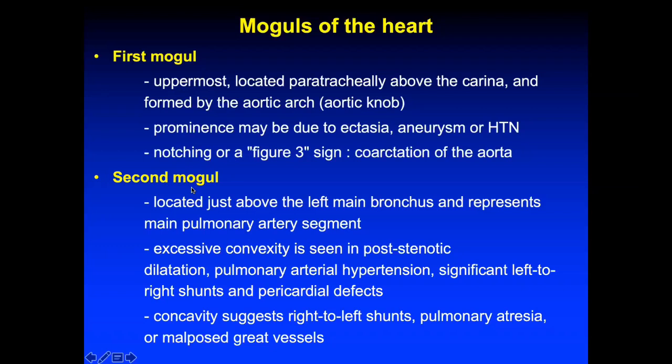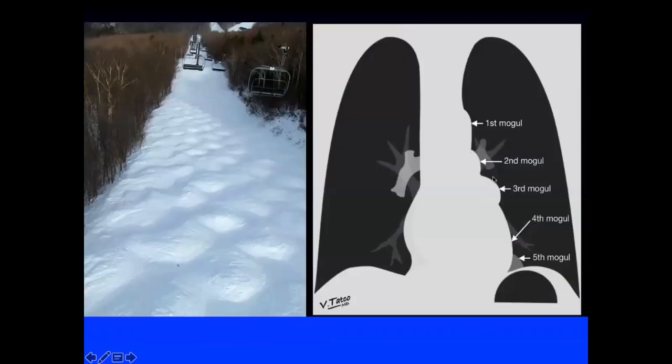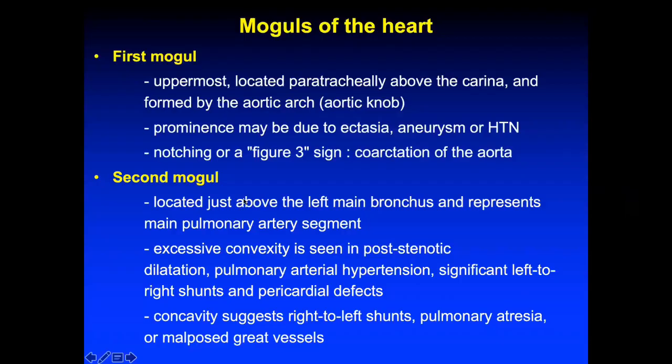There is a second Mogul. It is located just above the left main bronchus and represents the main pulmonary artery segment. So here, this is the second Mogul, where you will have the main pulmonary artery segment just above the bifurcation of the trachea. Excessive convexity is seen in post-stenotic pulmonary dilatation. So if you have a case of pulmonary stenosis, there can be a markedly enlarged pulmonary artery, arterial hypertension, or significant left to right shunts and pericardial disease.